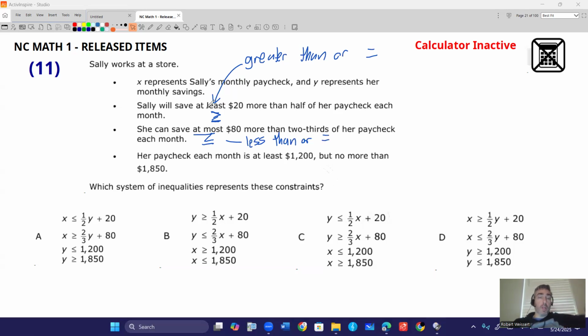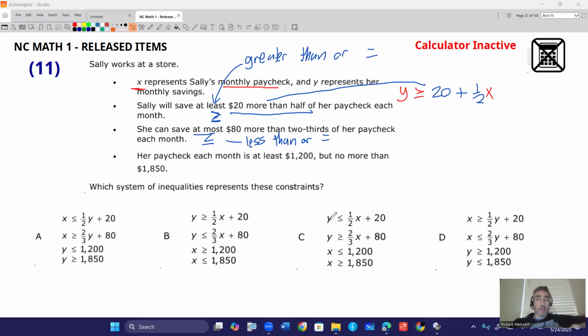So let's look at the question. First of all, Sally will save at least, now if I'm setting this up, 20 more than half her paycheck. So 20 more, 20 plus half of her paycheck. Well, what is her paycheck? X represents Sally's monthly paycheck. So 20 plus 1/2 X. And since it's greater than or equal to, Y is greater than or equal to 20 plus 1/2 X.